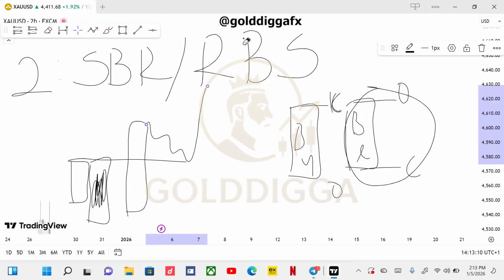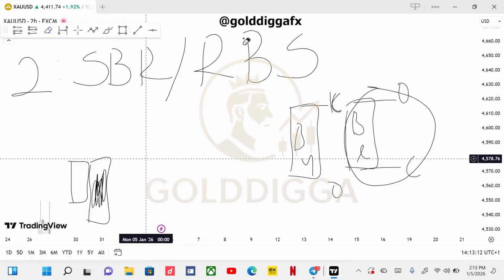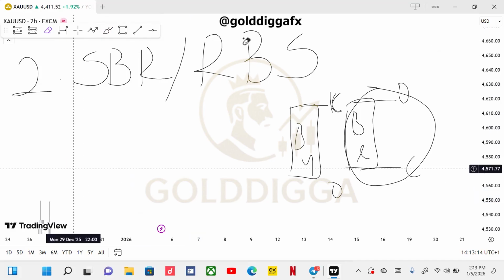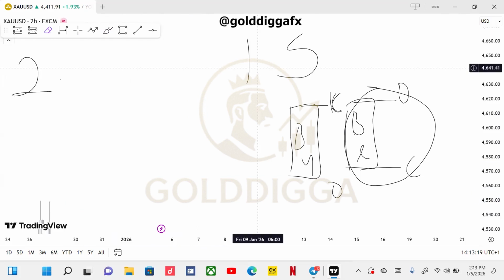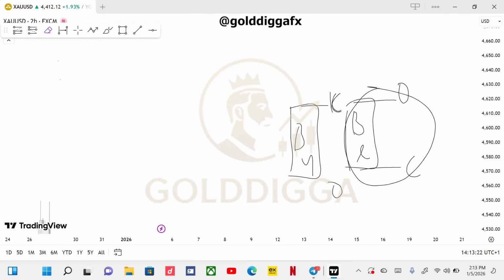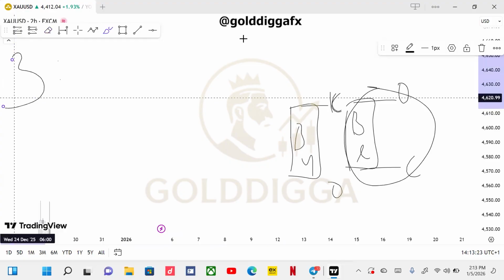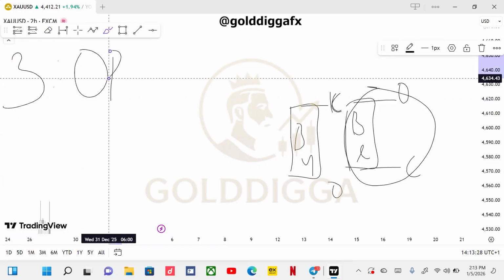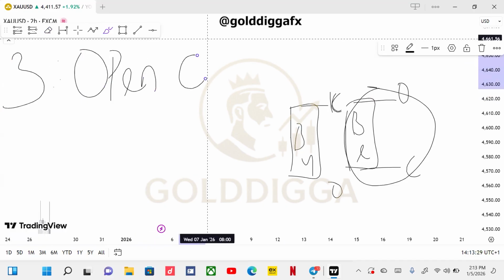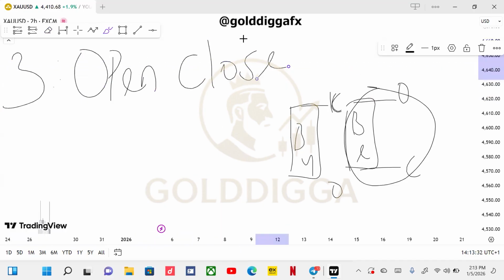Now we go on to number three, right? Number three, we have the open close level. Open close levels is another type of support and resistance in Malaysian SNR.